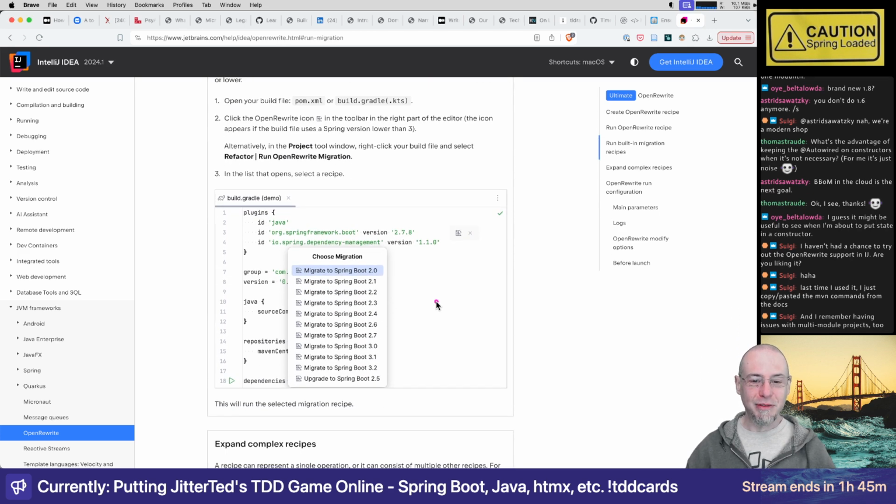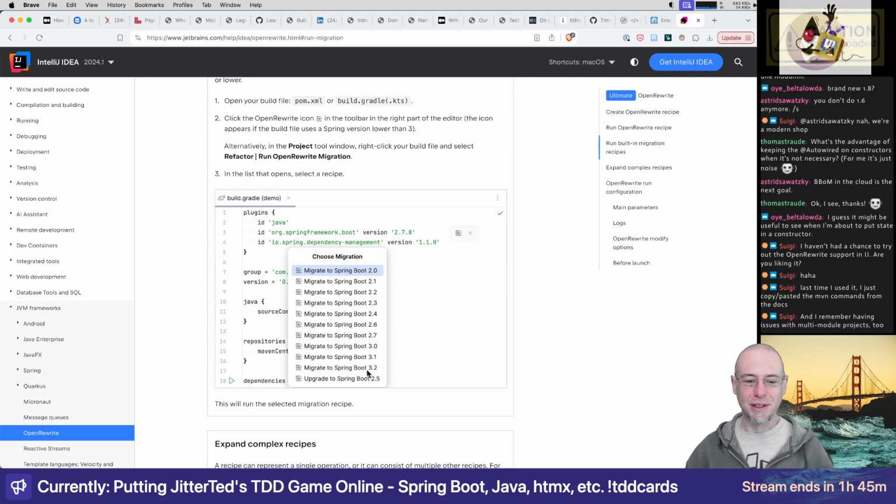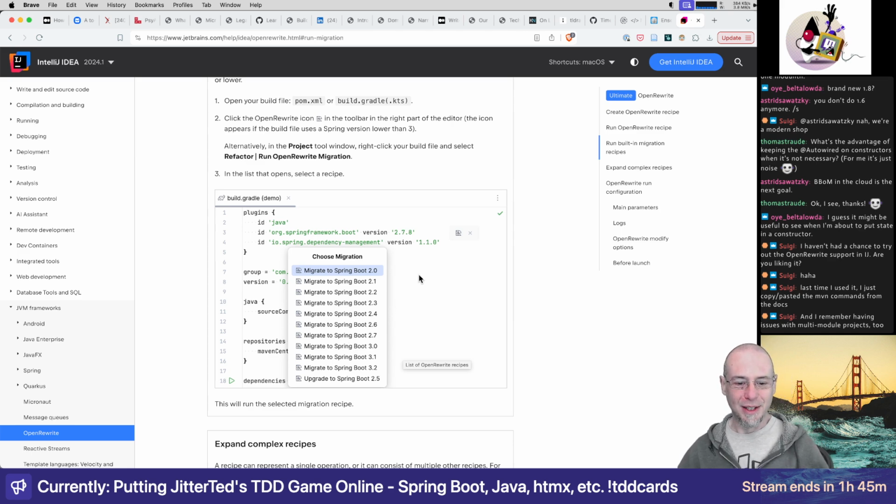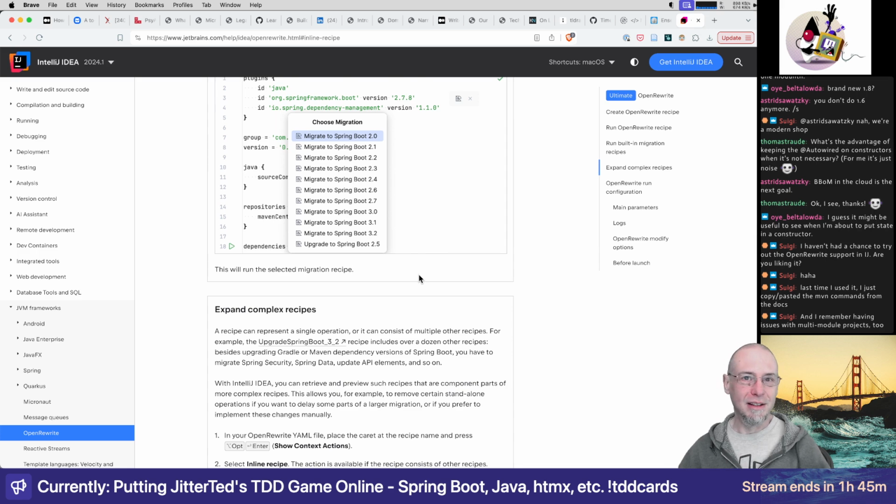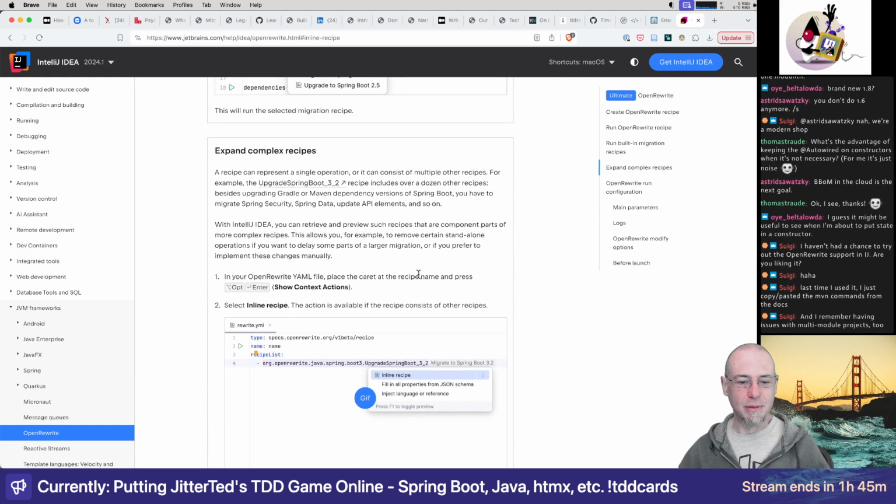The other thing I really had to laugh at is this one that is called upgrade, and because it's alphabetical, it's out of order. They must have thrown this in at the last minute or something, because this is not a great implementation. Yeah, usually I've run it with the MVN commands as well. I can just create one like this. So recipe with IntelliJ in your OpenRewrite YAML file. I don't have an OpenRewrite YAML file.